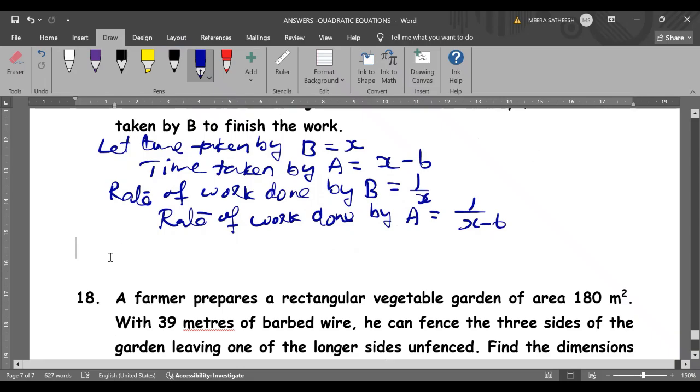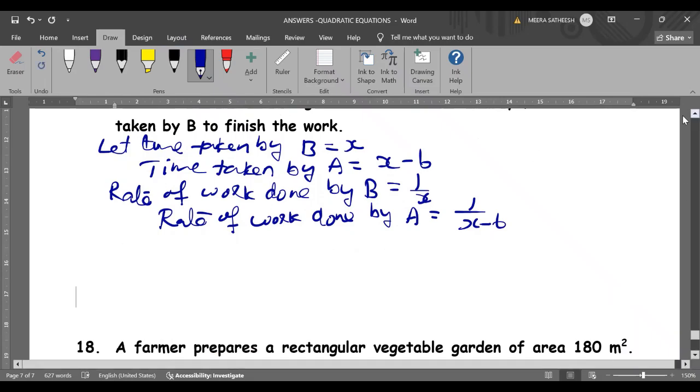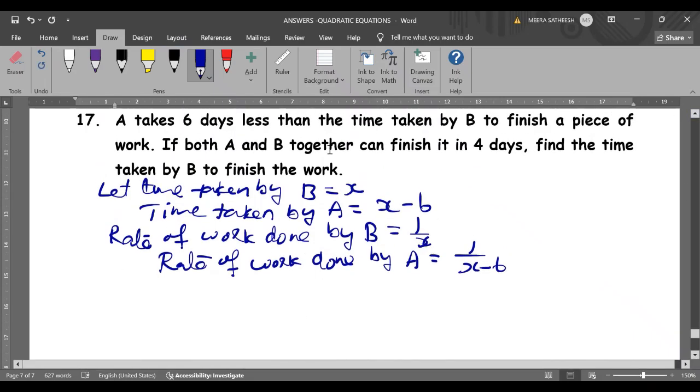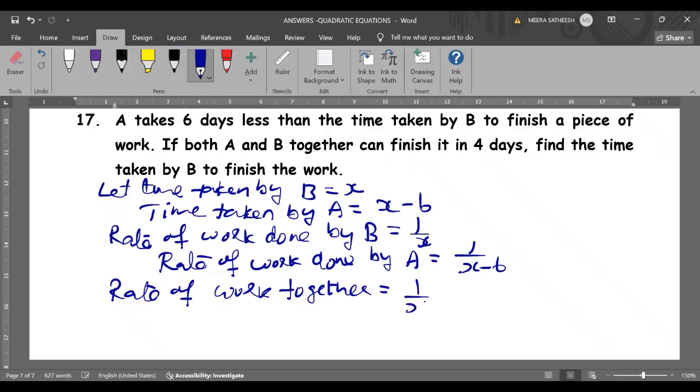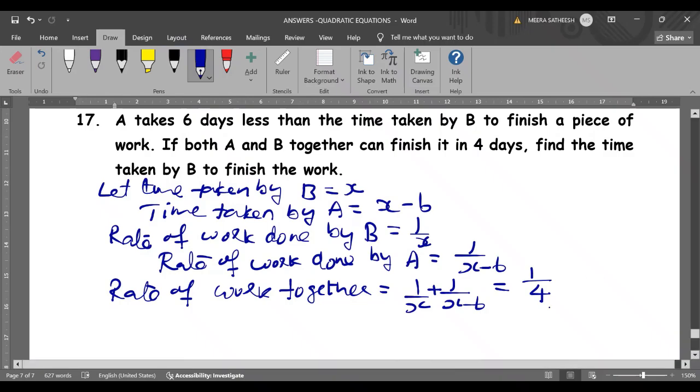So in one day, how much? We got the rate of work for one day. So the rate of work together is equal to 1 by x plus 1 by x minus 6, and 4 days means in 1 day it is 1 by 4. Now we have to simplify this.